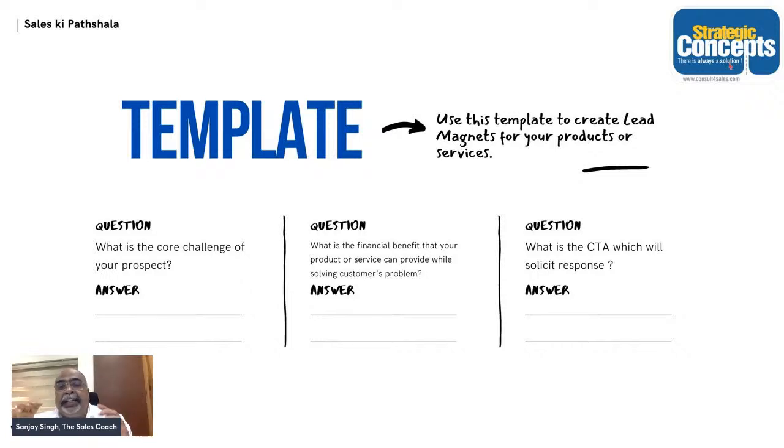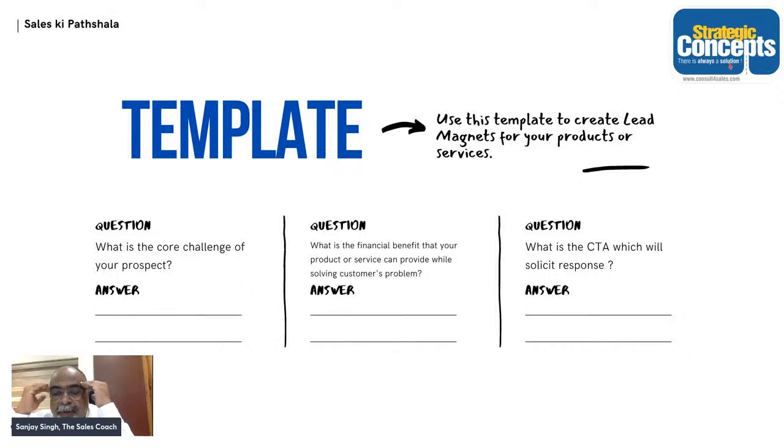So the third is, where is the CTA which will solicit response? And in the answer, give the CTA. For those of you who cannot see my screen, I'm repeating it, just hear me out. Ask this question in your mind. What is the core challenge, pain, or need of the customer? Don't write it on the lead magnet. The answer to this question, write on the lead magnet as your header.